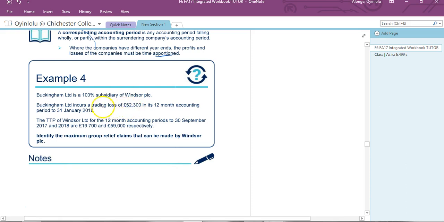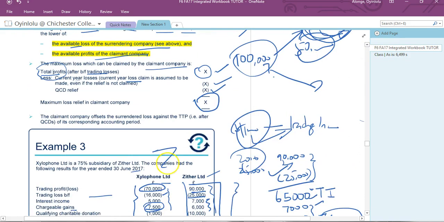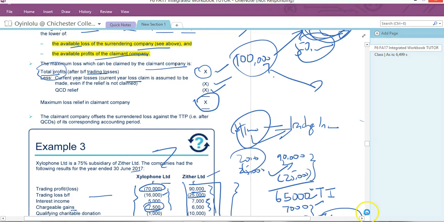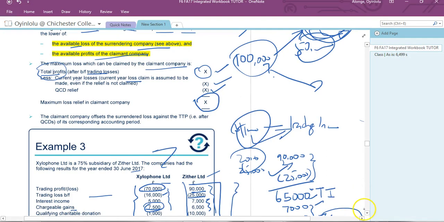We discussed this when you looked at the other example here. But definitely with the trading loss, you can give all of that trading loss. We discussed this without using it against your own income. If you remember, we discussed this. So trading loss is always available to give, which allows us to deal with that question quite comfortably.